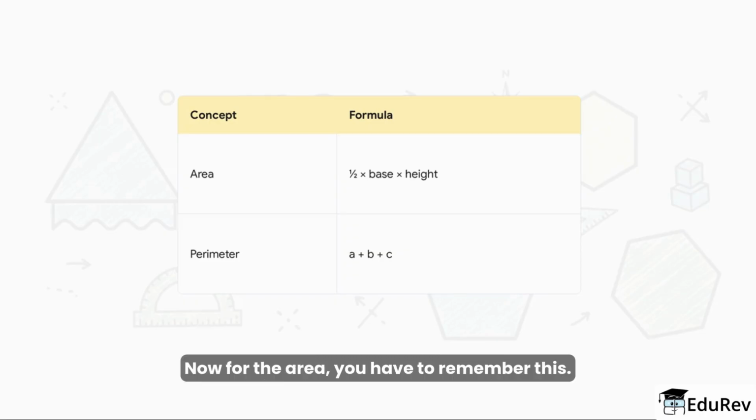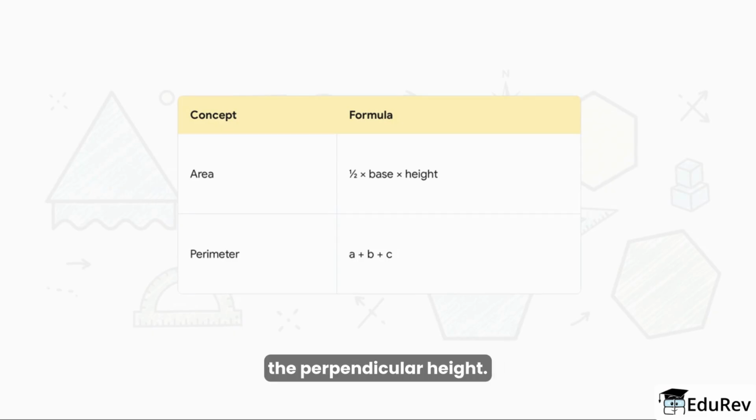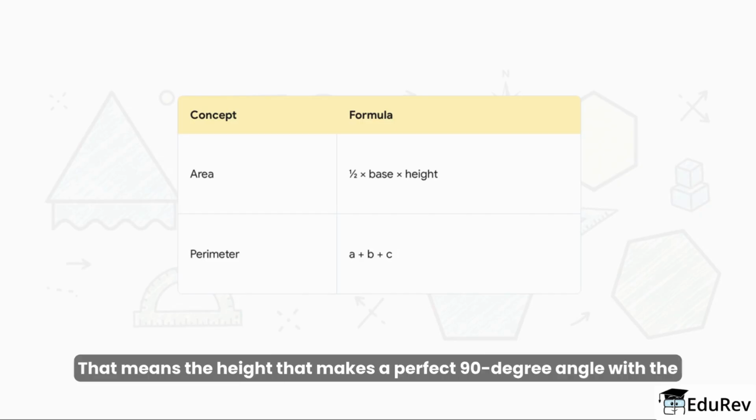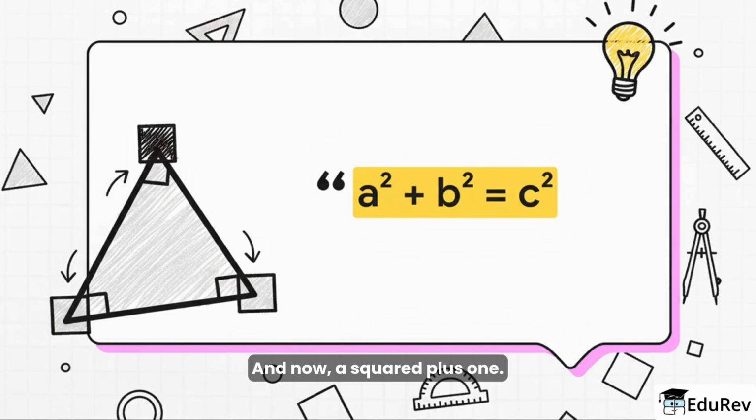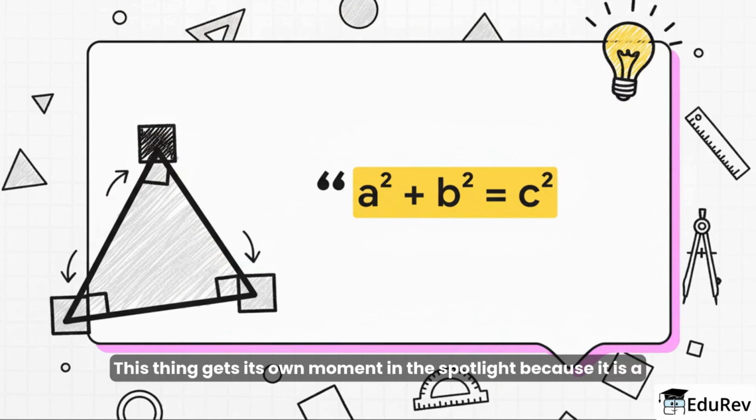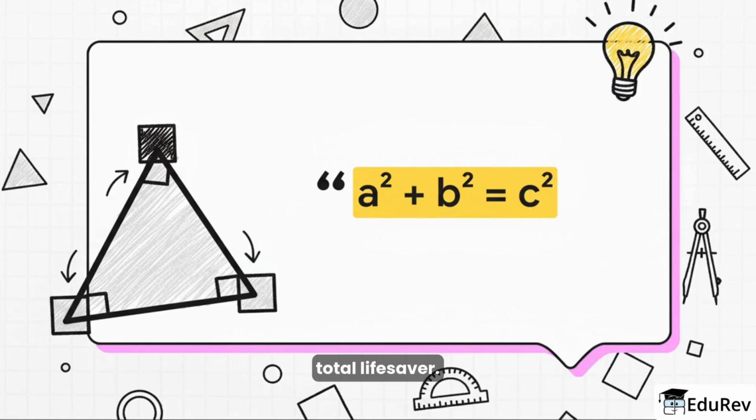Now for the area, you have to remember this. It's always 1/2 times the base times the, and this is the key part, the perpendicular height. That means the height that makes a perfect 90-degree angle with the base. That little detail is absolutely crucial. And now, a squared plus b squared equals c squared. Yep, Pythagoras' theorem. This thing gets its own moment in the spotlight because it is a total lifesaver.